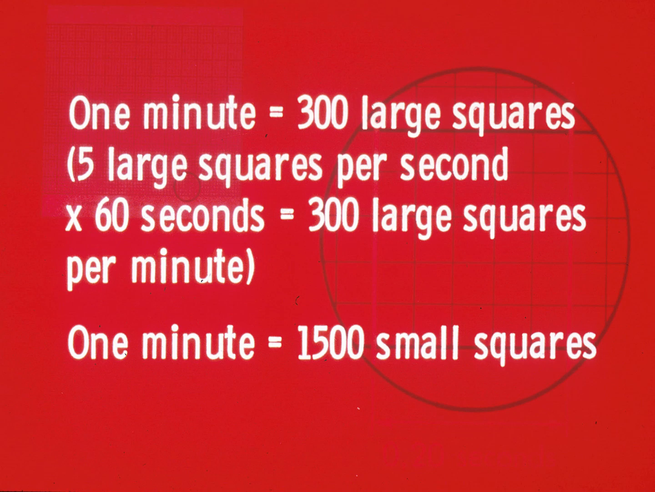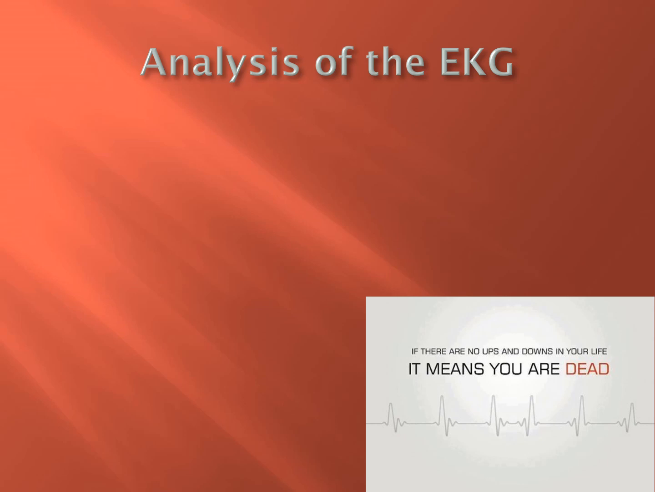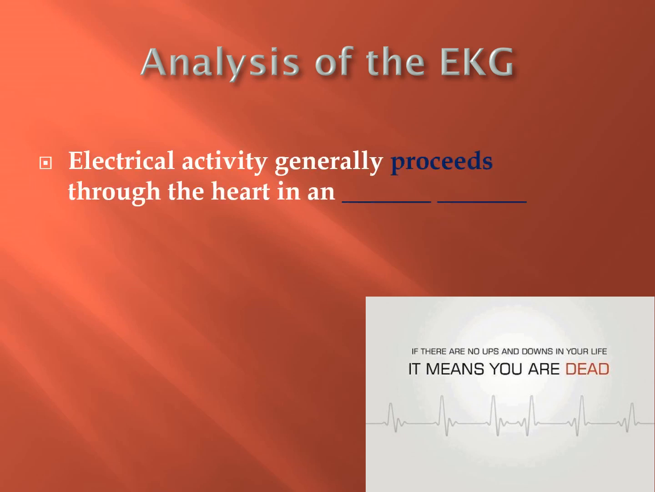If someone has an irregular rhythm, we can't just count from R to R wave. To calculate the heart rate, we have to look at what their heart rate was over the course of a minute. So you have to count the R waves in 1,500 small squares, or 300 large squares.